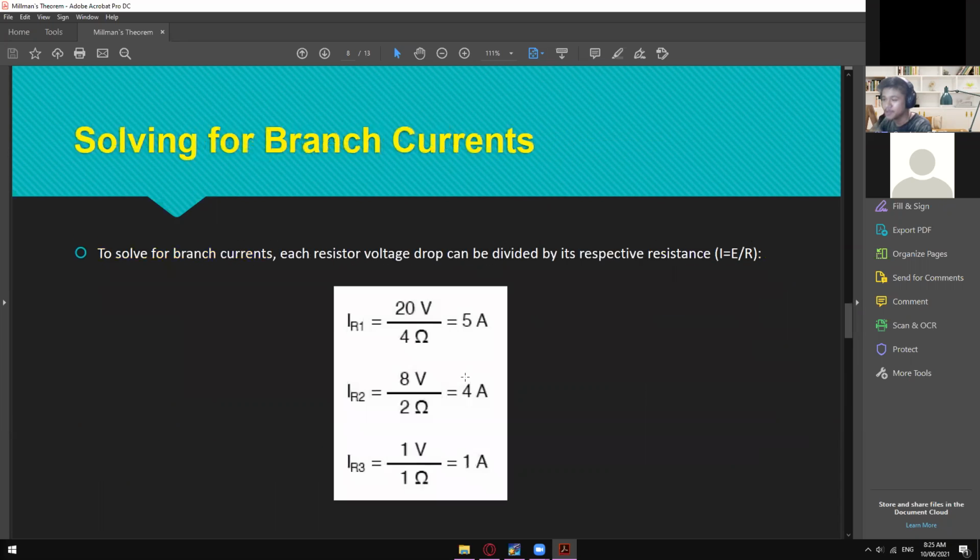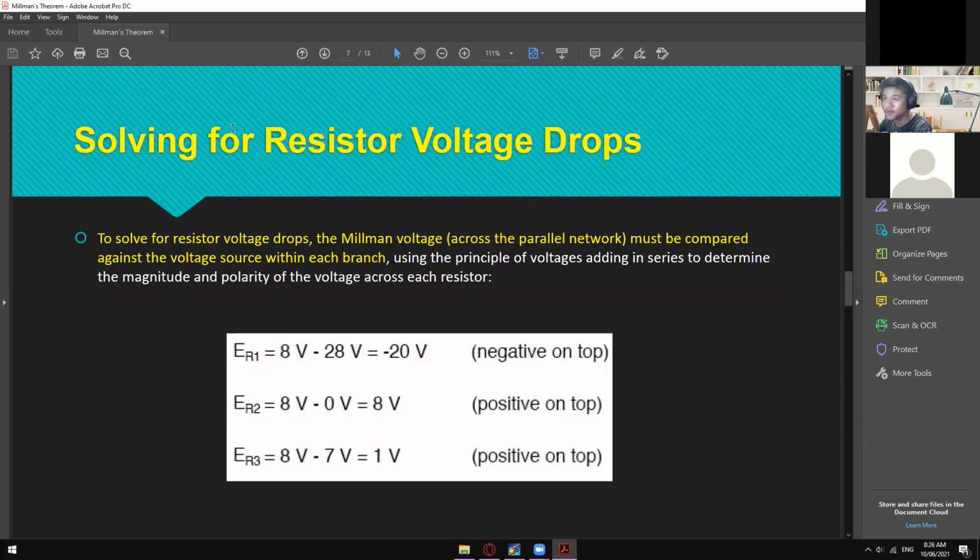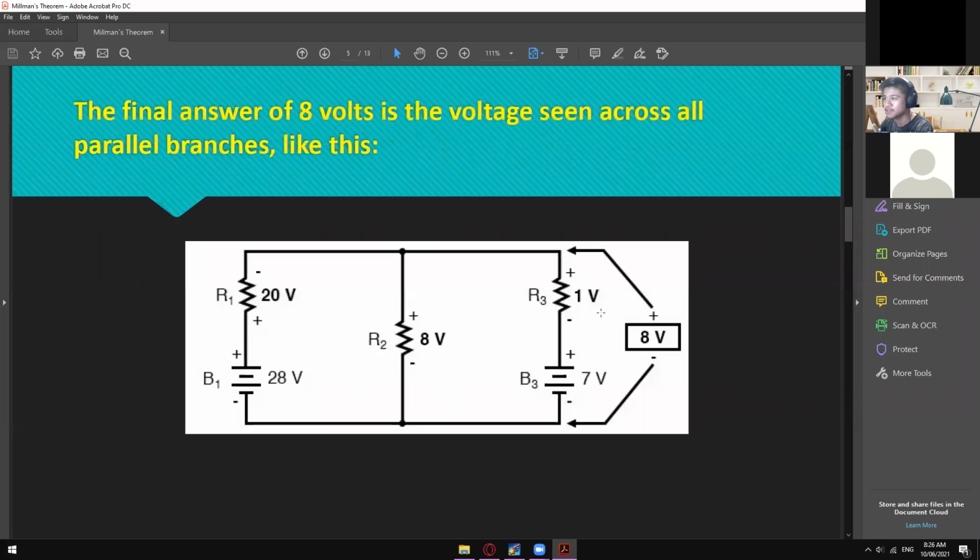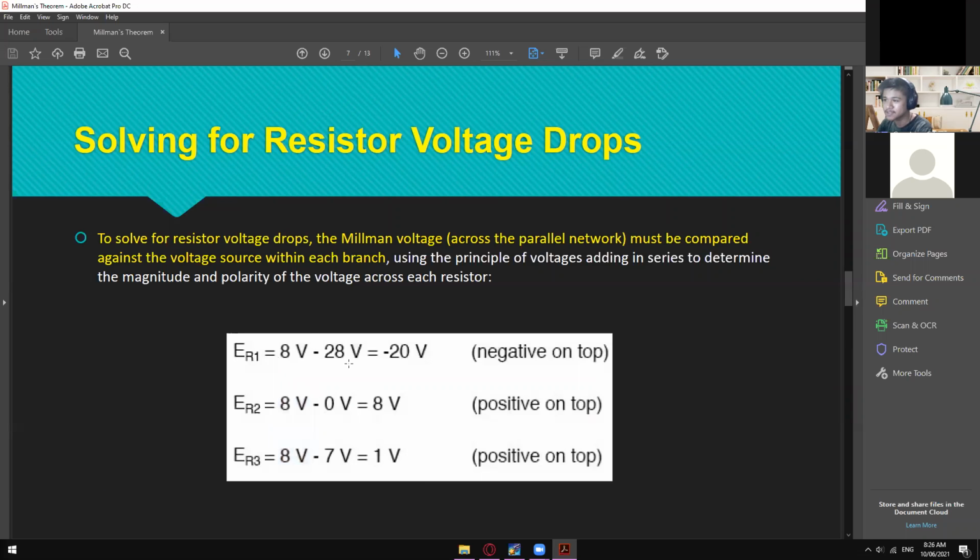Okay, but here's the pattern again. If you wanted to solve the voltage drop, it would always be your calculated voltage of the entire circuit minus all of the individual voltages on the branches. Okay, so that's always the case. So that is why it has here an indicator that 8 minus 28 volts, so we have negative on top. So this is already an indicator that this is the flow of current. So negative on top, meaning that's where the current will go.